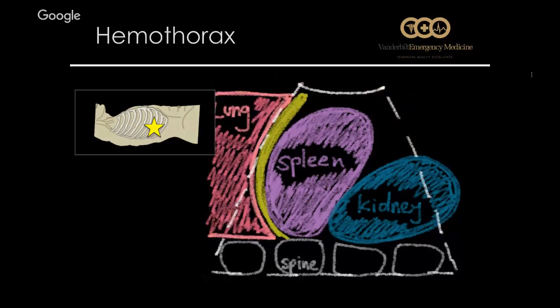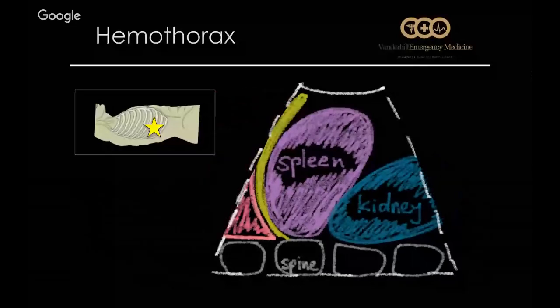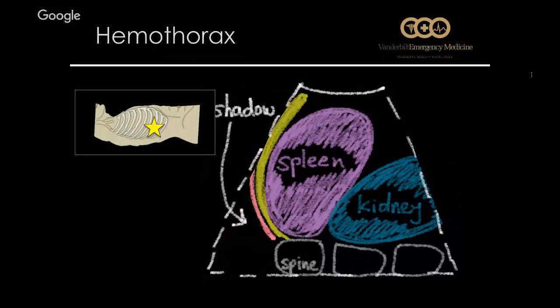Next slide. Good. So here's our probe on the left upper quadrant. I'm scanning through a normal air-filled lung. Next slide. And so as I scan through the spleen and the diaphragm, and then through the lung, next slide, I'm not going to be able to see the spine past the diaphragm. So those are going to come to kind of a perfect L.